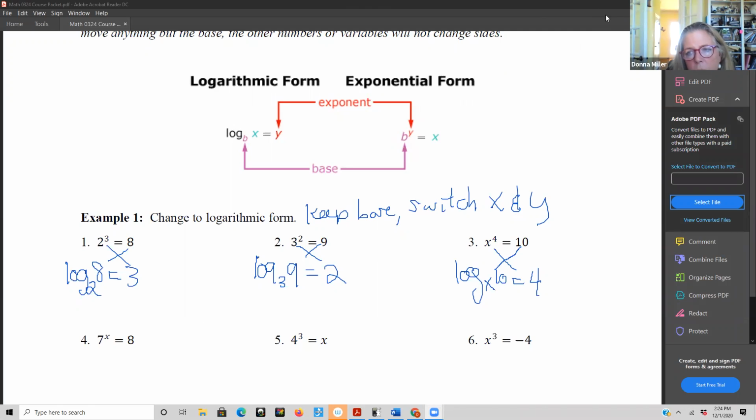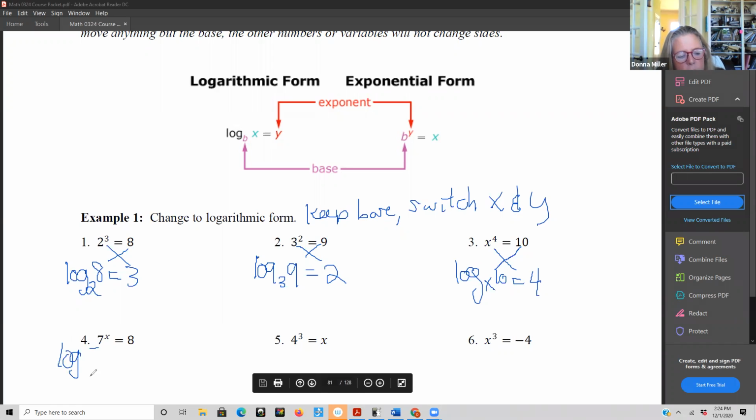All right, so let's do another example. So if I want to write this as a log, again, you keep the base. So it's log, the base is 7. It's the number on the bottom. Log base 7 of 8 equals x. This one, the base is 4. Log base 4 of x equals 3. So I'm keeping the base and switching x and y. That's all I'm doing over and over again. So here again, the base is x. So it's log base x of negative 4 equals 3.